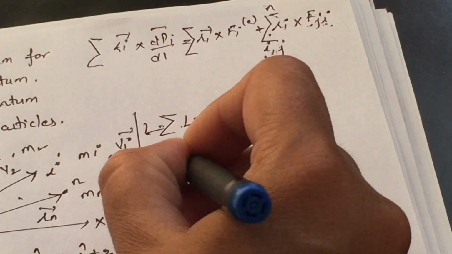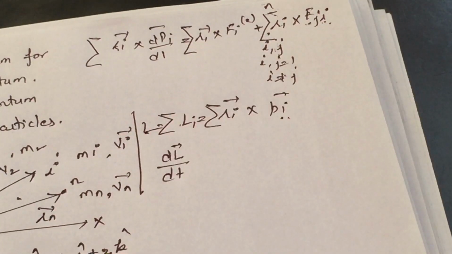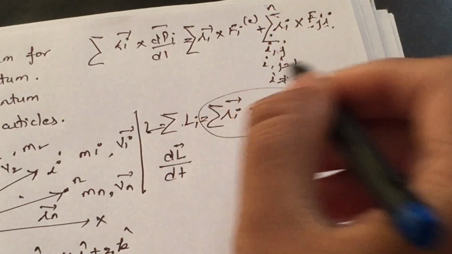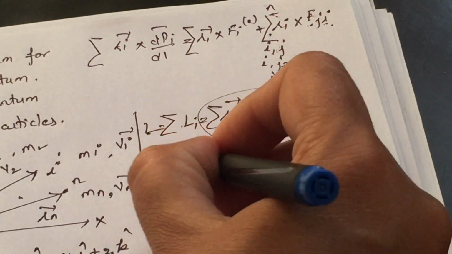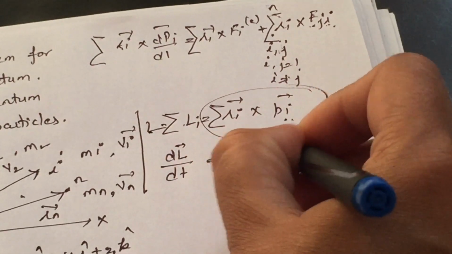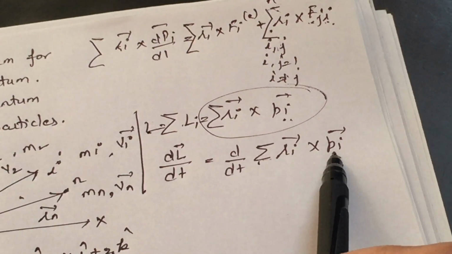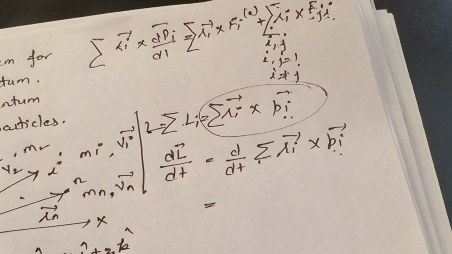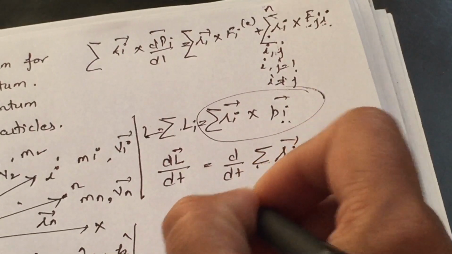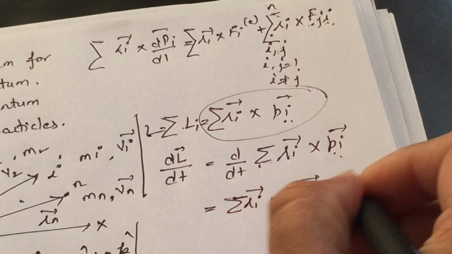We are differentiating the equation with respect to time. We will have dL upon dt, representing the change of total angular momentum for the many particle system with respect to time. We get d upon dt of the summation of ri cross pi. We have to differentiate this term. Now, taking the right hand side, we take ri as constant and differentiate pi with respect to time.